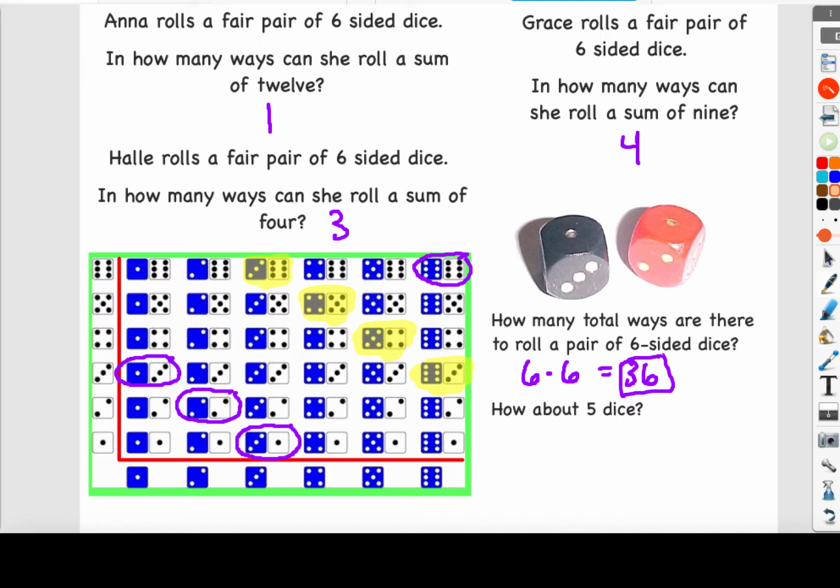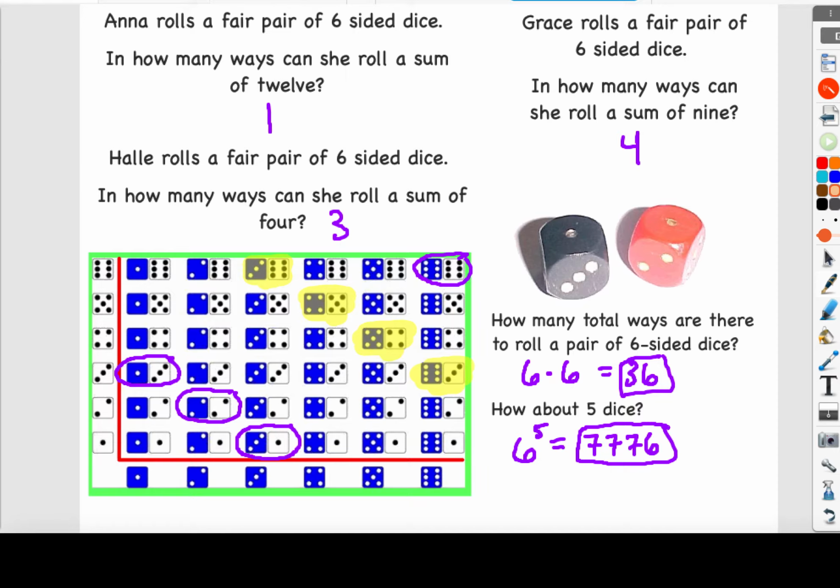Well, how about 5 dice? Well, I don't want to really draw out the table for that, right? But I know that there's 6 ways to roll each one of those dice, right? So again, it'd be 6 times 6 times 6 and all the way down the road, or basically 6 to the 5th power, right? And that's going to give us a pretty big number. So I'm going to grab my calculator real quick here. And we'll figure out that that's 7,776, right, possible ways to roll 5 different dice.